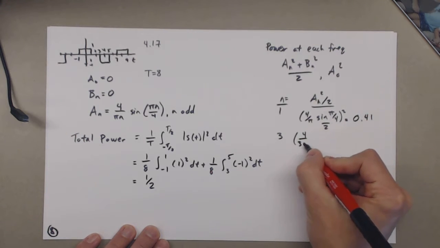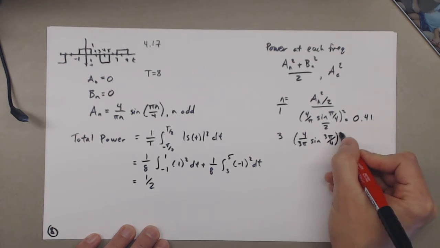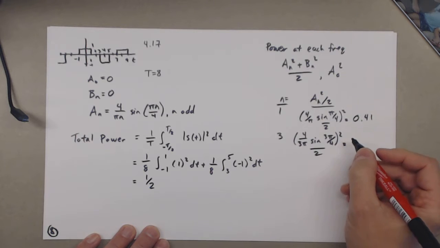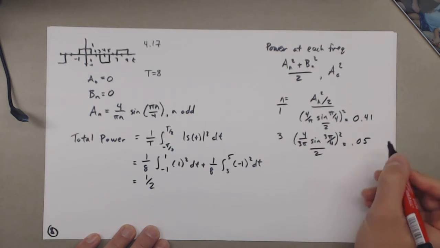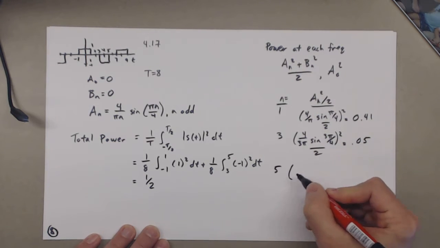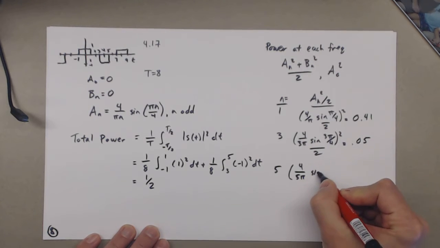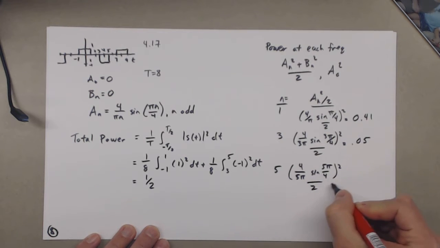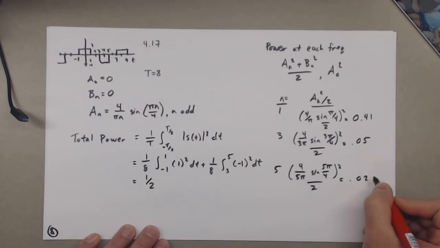We're only looking at odd n, so the first harmonic here is when n equals 3. 4 over 3 pi sine 3 pi over 4 squared over 2. In this case, we have 0.05. And we can keep going, so let's just do one more, n equals 5. So we have 4 over 5 pi sine 5 pi over 4 squared over 2. In this case, we get about 0.01 or 0.02.